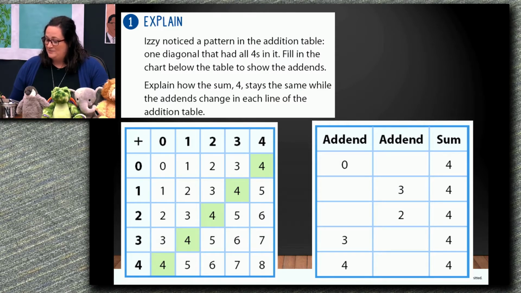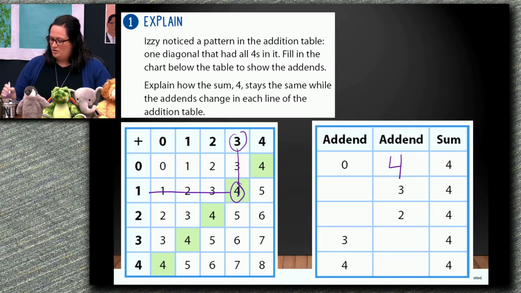To show the addends. Explain how the sum 4 stays the same while the addends change in each line of the addition table. So if the addend is 0, what does the other addend have to be in order for the sum to be 4? Yeah, 4. Okay. What addend goes with 3 to make 4? Well, here's 3. What addend? Look, here's 3 right here. What addend goes here? Where am I going to look? Yeah, I'm going to look all the way over here. What addend? 1. Okay.